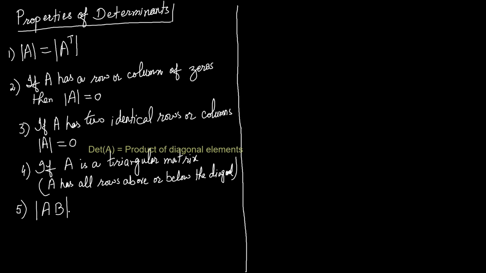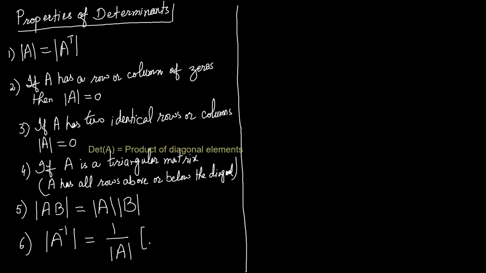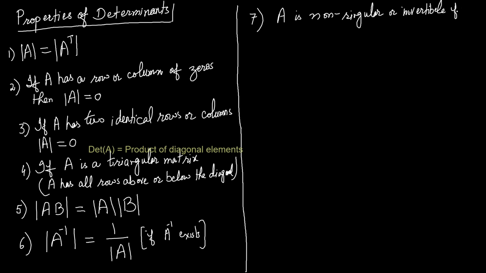Fifth, the determinant of the matrix product AB is equal to the product of their respective determinants. Sixth, the determinant of A inverse is equal to 1 over the determinant of A. Seventh, A is non-singular or invertible if and only if the determinant of A is non-zero.